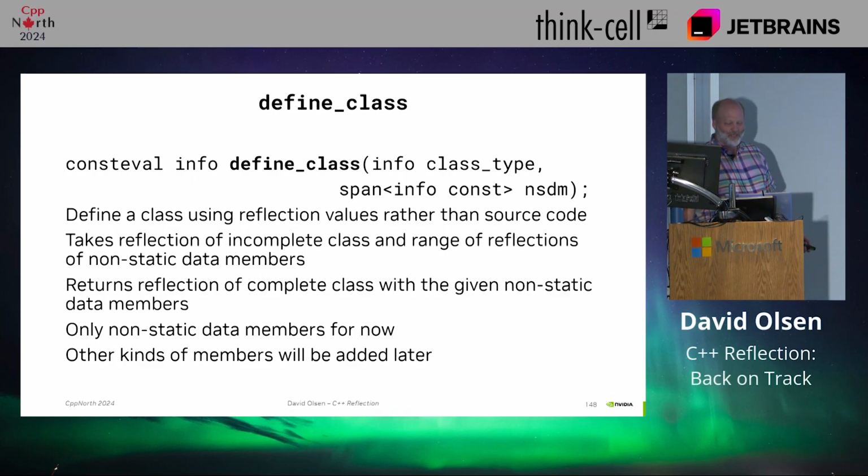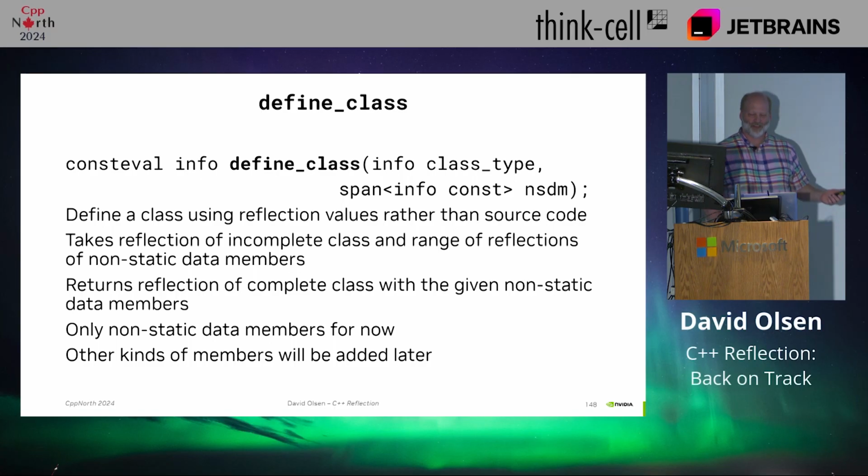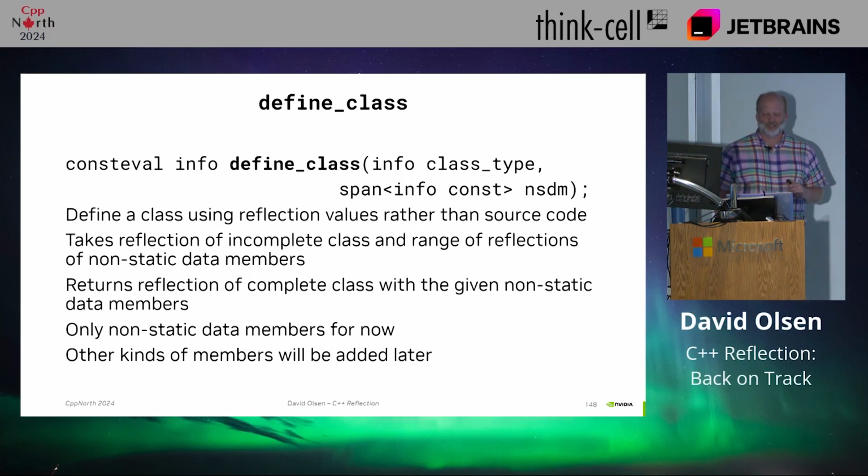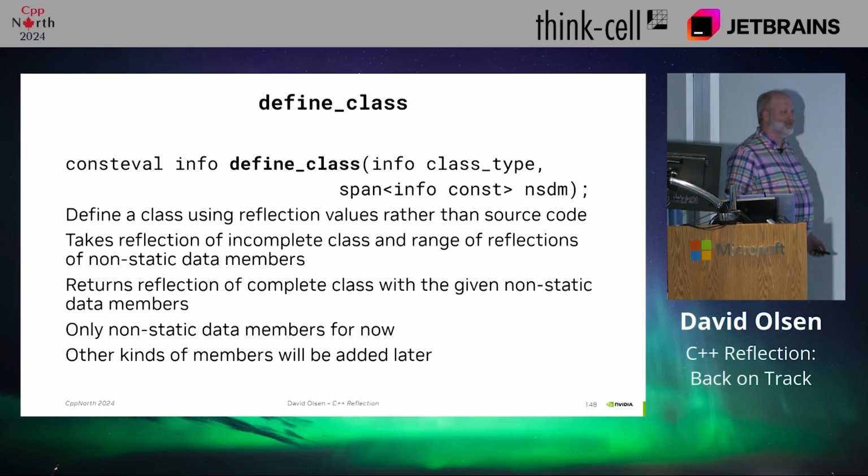While substitute will create template substitutions out of the reflection values, define_class will, as its name implies, define a class using only reflection values. It doesn't create the class entirely out of thin air. One of the inputs is the reflection of an incomplete class, which must have already been declared. For now, only non-static data members are supported because they have the best combination of being both useful and easy to implement. Other kinds of members will come along later.